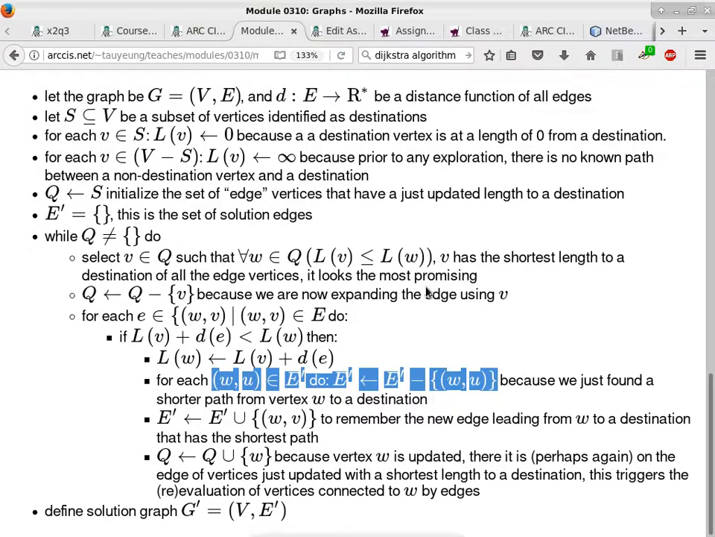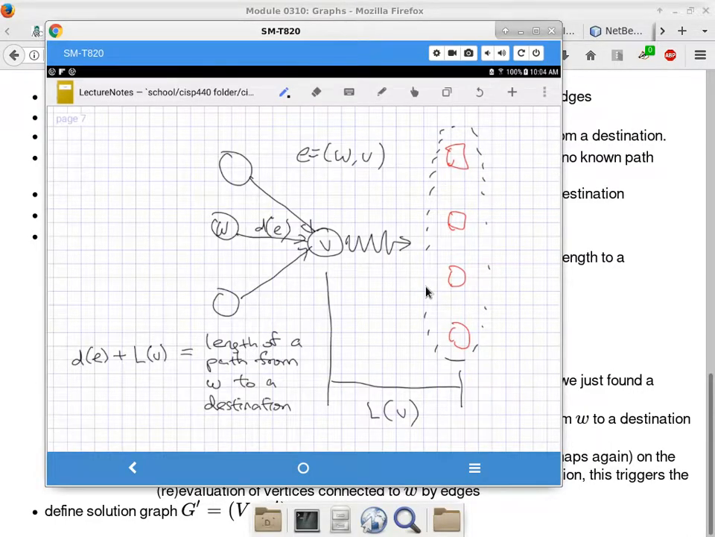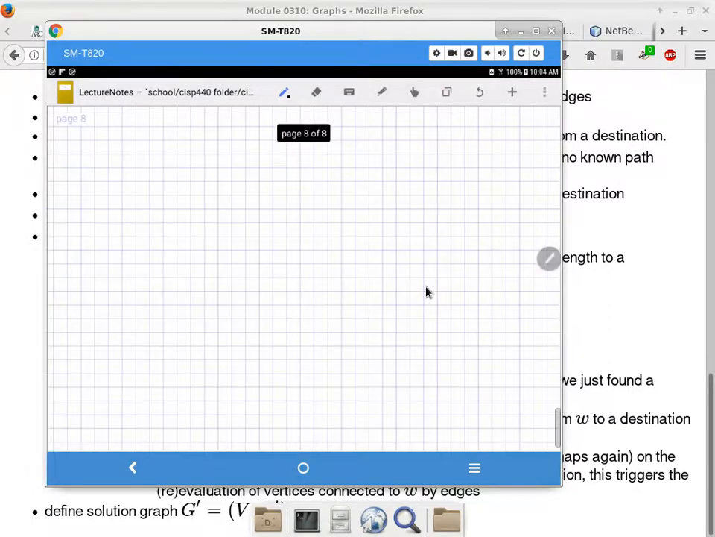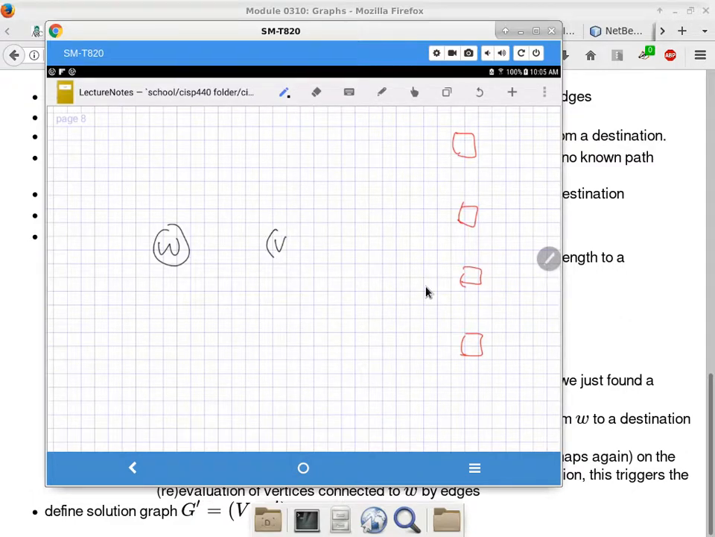Okay, let's see if we can look at the graph and make it easy to understand. Let me add a new page here. We'll once again use red squares to denote destinations. In this case we have W over here, and V over here. But in this case there is an existing L of W. It already exists, okay?